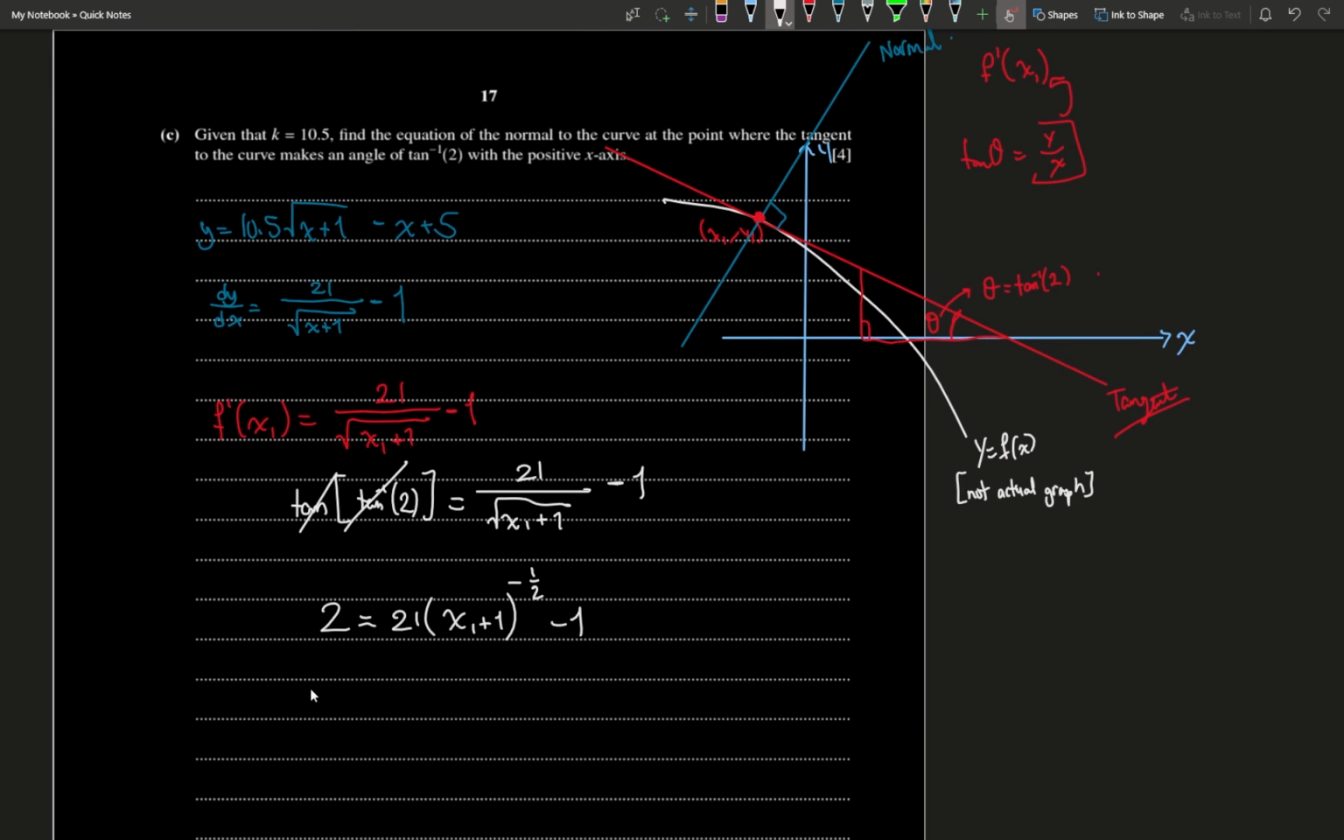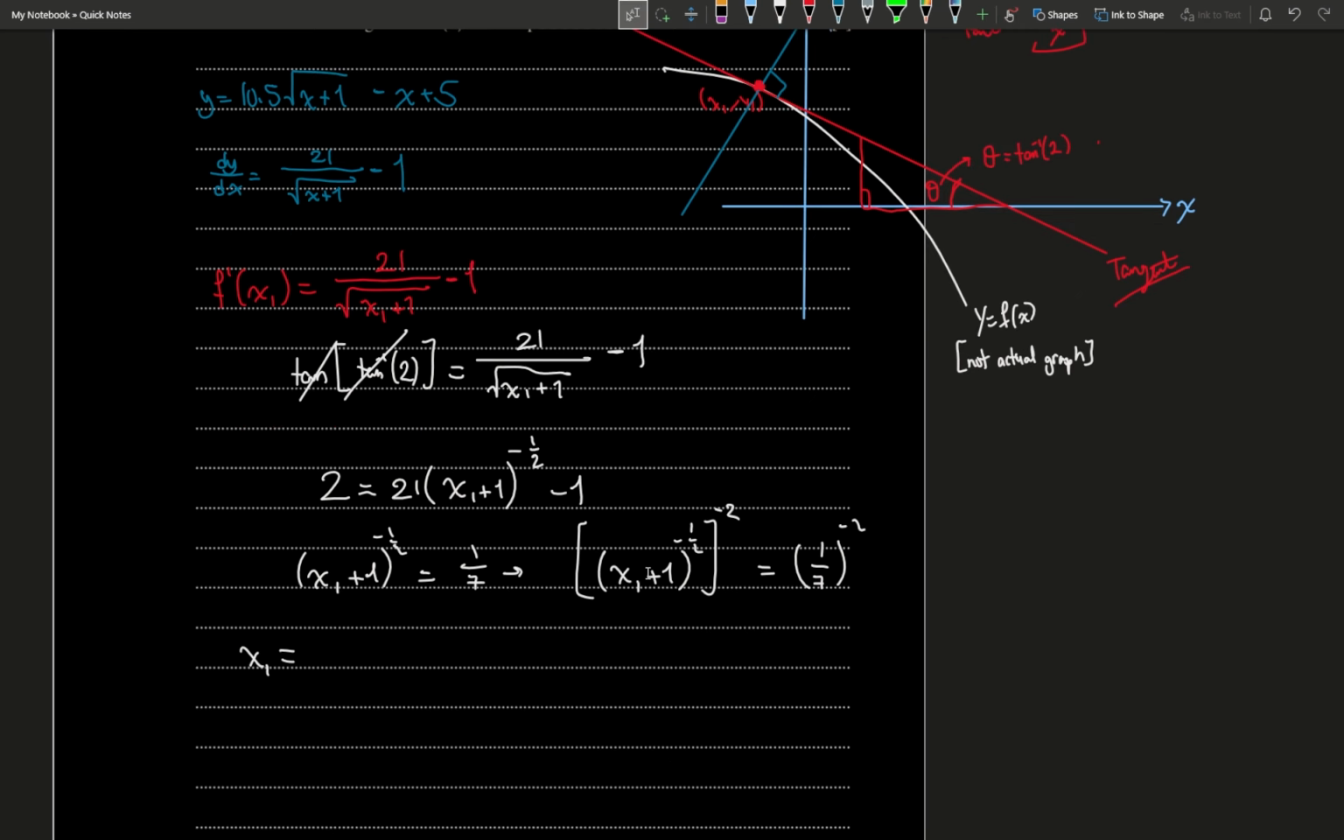So 2 plus 1, divided by 21, is 3 divided by 21, which is equal to 1 over 7. So x1 plus 1 raised to the power of negative half is equal to 1 over 7. We will square both sides, so x1 plus 1 raised to the power of negative half, raised to the power of negative 2 this time, is equal to 1 over 7 raised to the power of negative 2. So this gives x1 is equal to 49 minus 1, which is equal to 48.